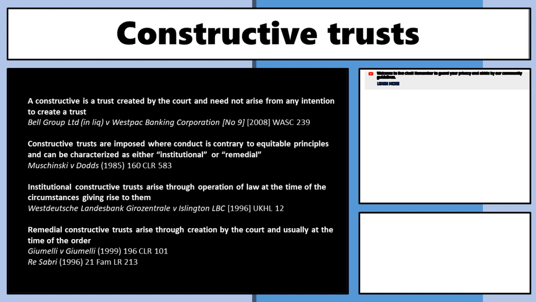Okay, and I'm going to go and talk about this case, Muschinski and Dodds. First thing to note about Muschinski and Dodds is that it is actually to do with the material we're going to be doing next week or a fortnight's time, which is the remedial classifications of constructive trusts. That was actually what that case was about. But Justice Deane did a very, very good job of sort of mapping out this area.